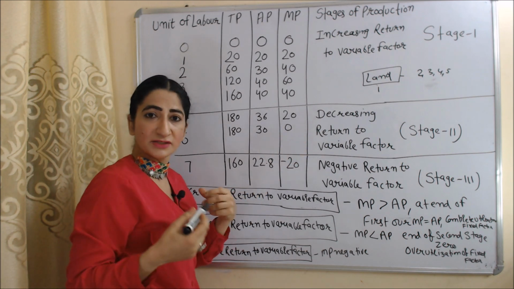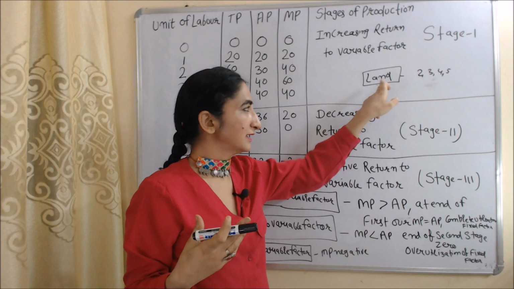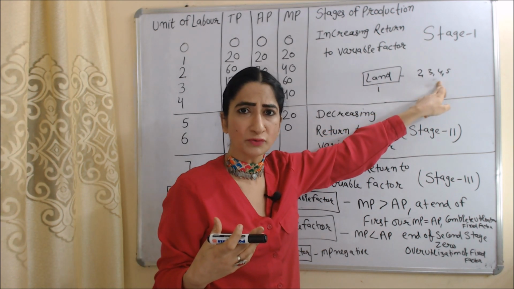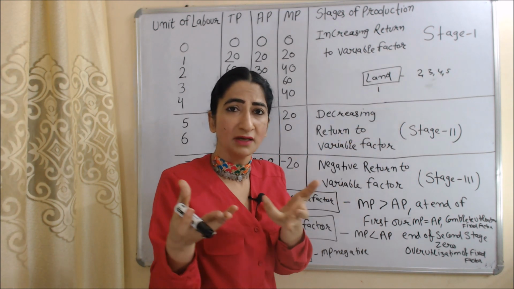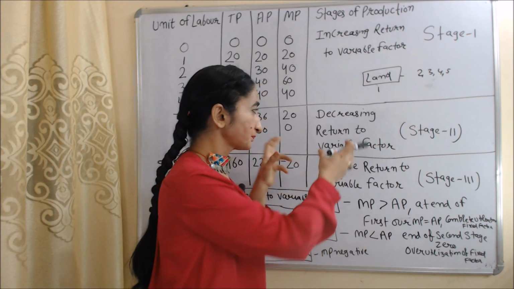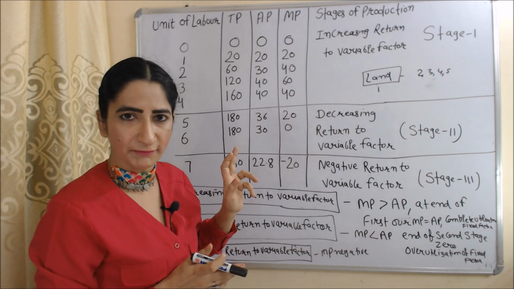But why does marginal product start decreasing? Means now there is overutilization of land. In this land we only need 5 employees to work, but we are applying 6, 7, 8, 9, 10. That's why we are not receiving more output. So overutilization of land is the main cause of decreasing return to variable factor.